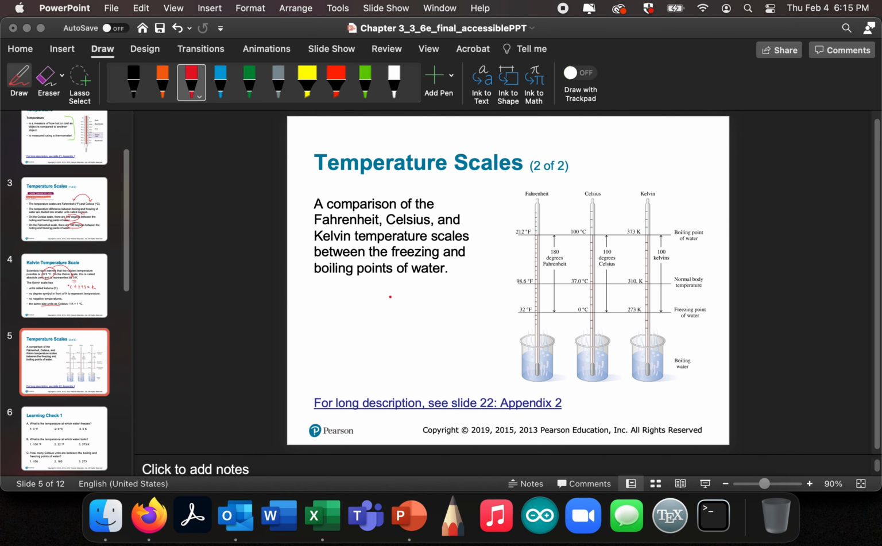Okay, so let's look at a couple. Here's a graphic to help you appreciate that: a comparison of Fahrenheit, Celsius, and Kelvin temperatures. This looks like boiling water, sorry, that's steam coming off. If you've got boiling water, we call it 212 degrees Fahrenheit, we call it 100 degrees Celsius, and we call it 373 kelvins. Same temperature, right? We just call it different things.